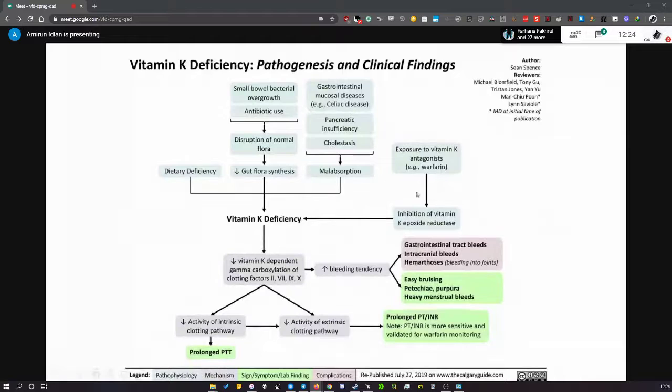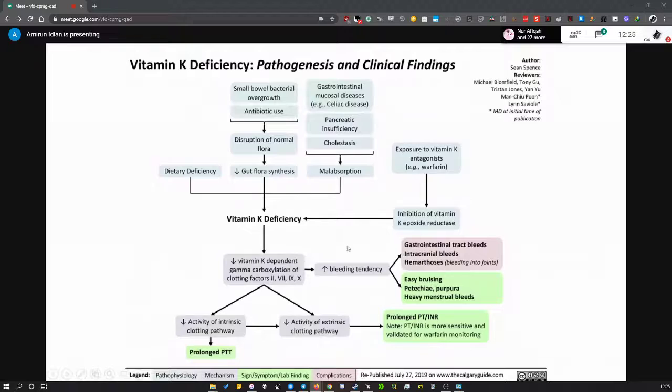Another example is exposure to a vitamin K antagonist, like I said before, which is warfarin. When used by the mother, warfarin inhibits vitamin K and reduces it, causing vitamin K deficiency that later causes vitamin K deficiency bleeding in the newborn. Another example is dietary deficiency and also malabsorption. Malabsorption is because of gastrointestinal mucosal disease, pancreatic insufficiency, and also cholecystitis. Later on, I will explain in detail the classification of vitamin K deficiency bleeding.